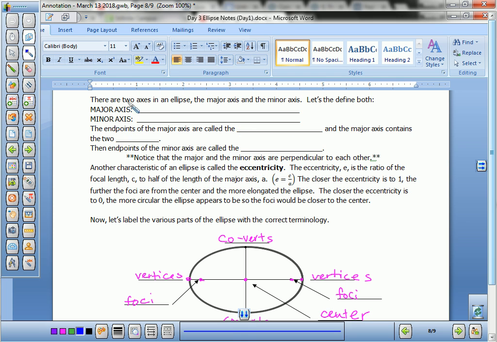All right, so there are two axes in an ellipse, the major axis and the minor axis. The major axis is always the longer axis, and you double A to get the length of the major axis. The minor axis is the shorter axis, and you double B to get the length of the minor axis.